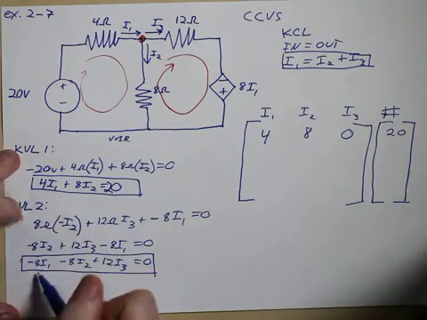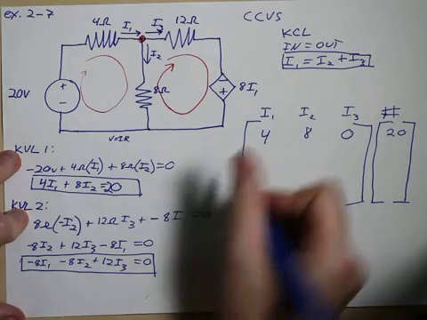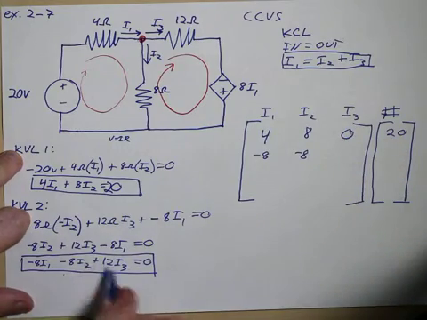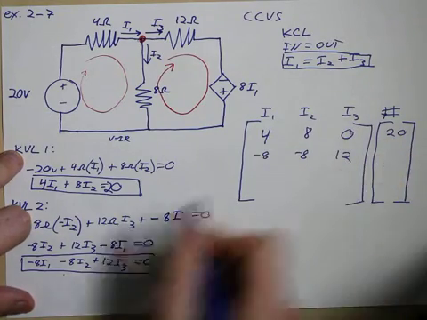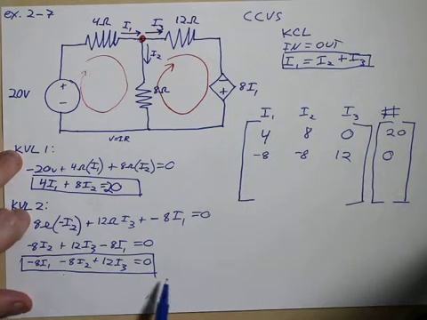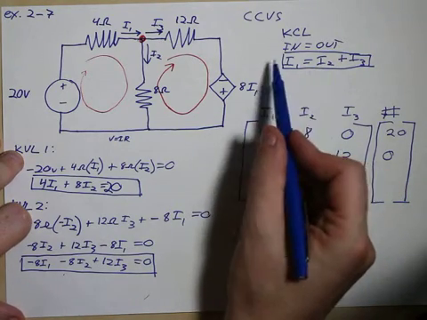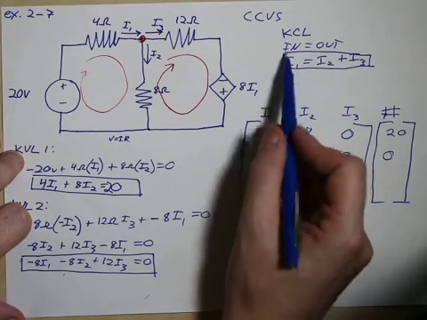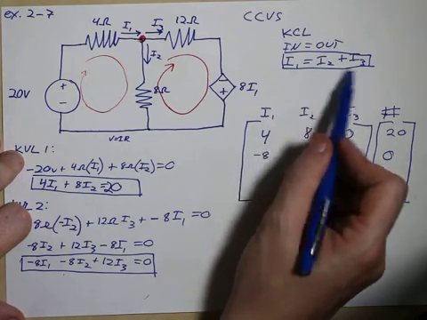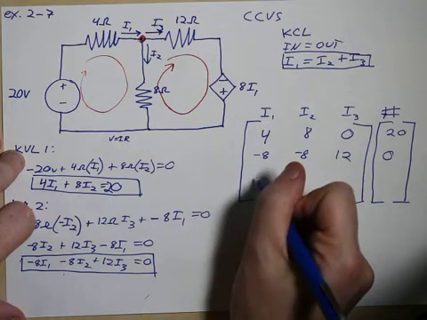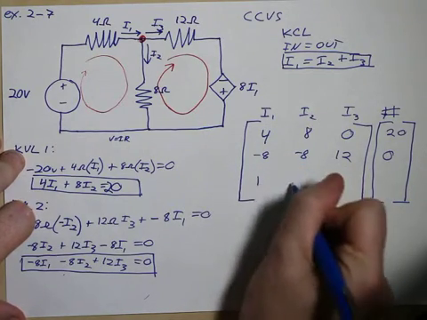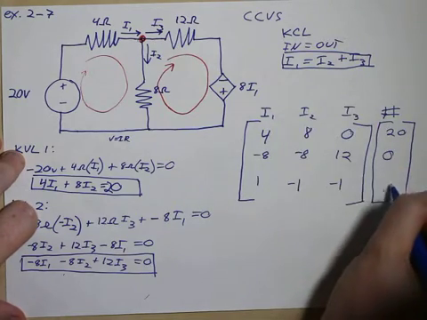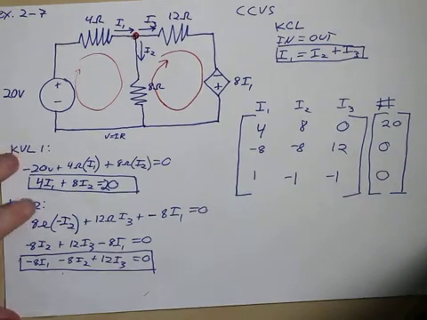And then we have KVL2. So this one's going to be minus 8. Then we're going to get a minus 8 here. We're going to get a 12 here. And we got a 0 here. And then for this one, remember we can push these all to the side, or however you want to do it. I'm just going to push them all to the left side. So this is going to be I1 minus I2 minus I3. So that's going to be 1, minus 1, minus 1, and there's 0 constants remaining. So those are our matrices.